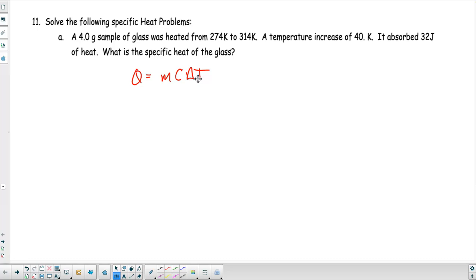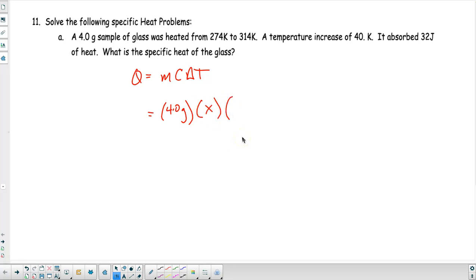So let's start out by filling out what we know. So we know it is a 4-gram sample. That's going to be the mass. So we know it is 4 grams. We do not know the specific heat. That's what we're trying to solve for. So that's going to be our x.